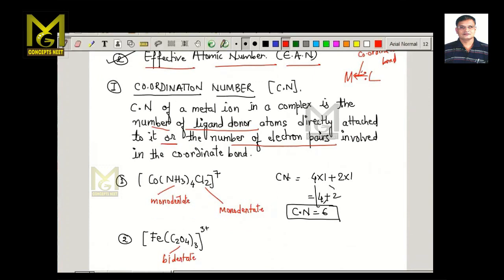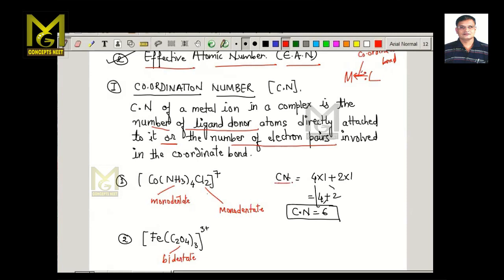If we look at this complex, it has these two ligands. NH3 is one ligand and Cl is one ligand. These are referred to as monodentate ligands. NH3 is a monodentate ligand and chlorine is also a monodentate ligand. So one atom is involved in the donation of electrons, which means each will donate one pair of electrons.